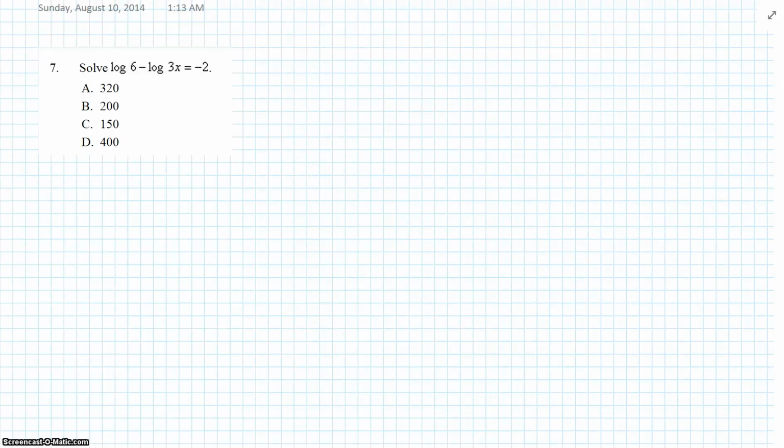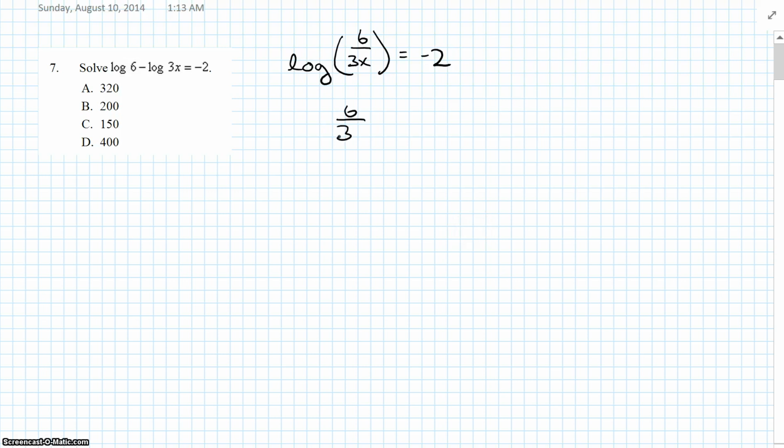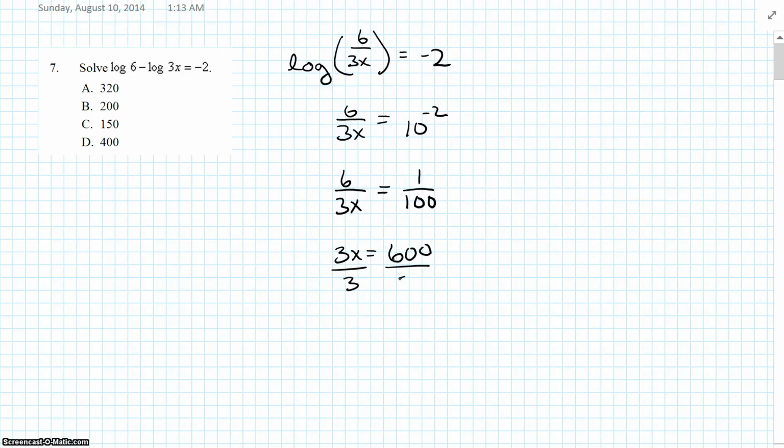Okay, so let's look at this next one. Solve log of 6 minus log of 3x is equal to negative 2. So I could rewrite this as saying log of 6 over 3x is equal to negative 2. Well, it's a base 10, so I could say 6 over 3x is equal to 10 to the negative 2. So 6 over 3x is equal to 1 over 100. So I can cross multiply. So I can get 3x is equal to 600. Divide each side by 3. X is equal to 200.